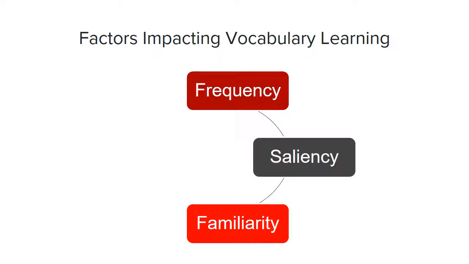Another is familiarity. And there's lots of ways we could think about words being familiar. It could be that the word is very similar to a word we already know, either in our native language or in another language we know, or it's similar to a word we've already learned in that language, and so that helps us. So familiarity can help us learn words faster.